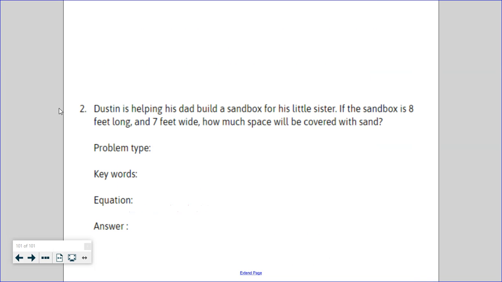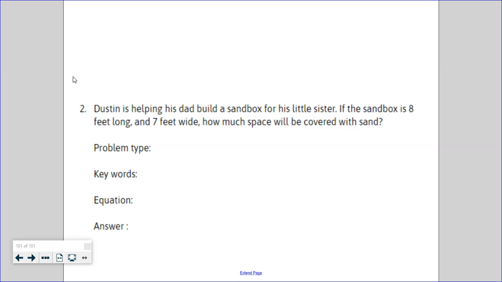Now, the next story is not done for you, but let's do it together. I'm not going to write on it, but I will talk you through it. So if you want to open in your packet to find page 2, we'll do this one together. It says, Dustin is helping his dad build a sandbox for his little sister. If the sandbox is 8 feet long and 7 feet wide, how much space will be covered with sand? What kind of story do you think that is? It's an area story.